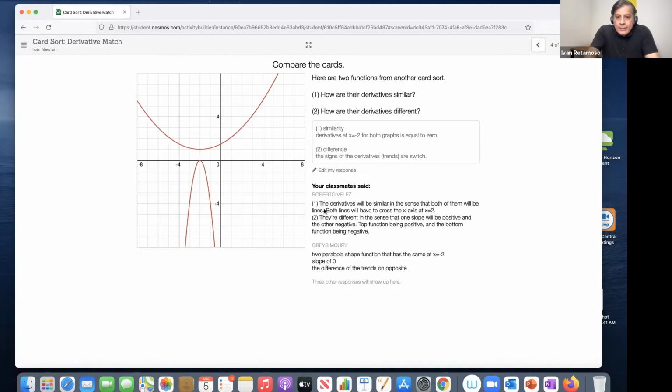Great. The derivatives will be similar in the sense that both of them will be lines. Yeah, that's another similarity, right? The derivative of this is a line. The derivative of this is also another line, but as lines are kind of similar, that's good too. The difference, in the sense that one will be positive and the other will be negative, is a good difference too, right? So feel free, guys, to find similarities and differences.